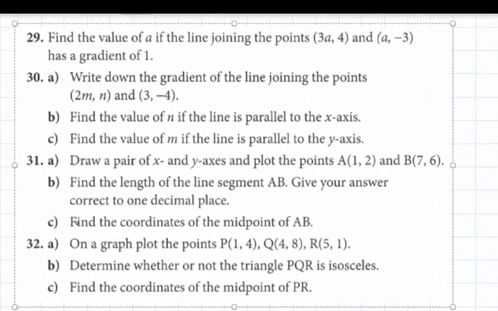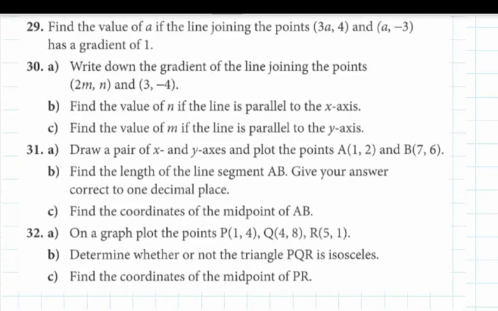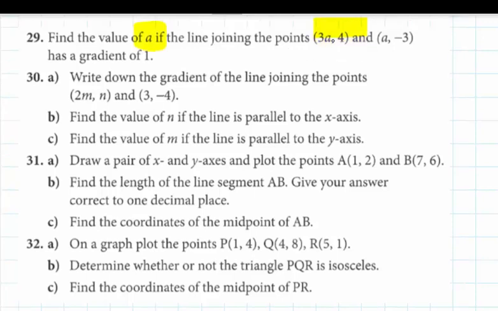In this set of exercises we are going to use gradient to find out the missing numbers. Okay, question 29. Find the value of a, which is missing, if the line joining the points (3a, 4) and (a, negative 3) has a gradient of 1.